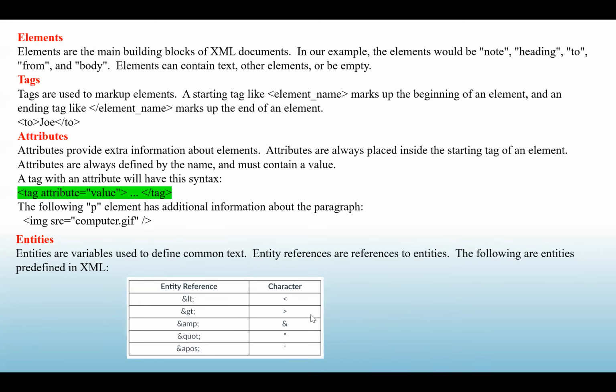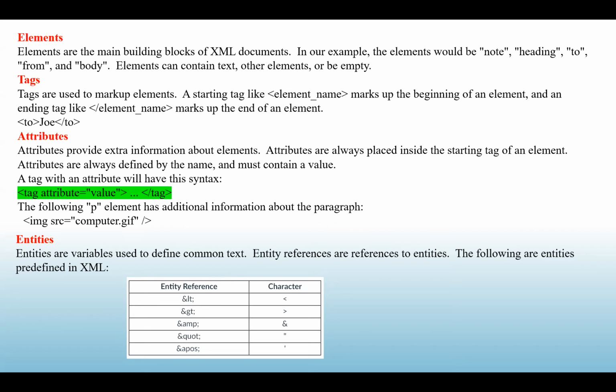Okay, you want to use it as a text. So for example, if you write it as ampersand LT, it stands for the character less than. If you write ampersand GT, it means the character greater than, etc. Okay, so there are many entities, and we have seen entities in the last week.